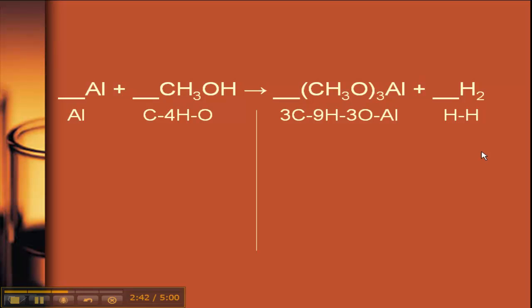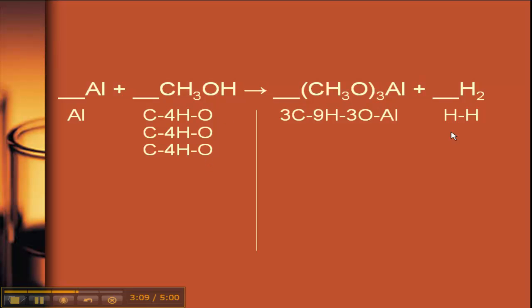Alright, so where do I start? We don't want to do aluminum, it's by itself, and we want to save hydrogen because it's by itself also. So that leaves carbon. So let's start with carbon. If we have 3 of the CH3OHs, then we have 3 carbon. Okay, so then if we start adding up our other things, we end up with 12 H's there, and we end up with 3 O's.